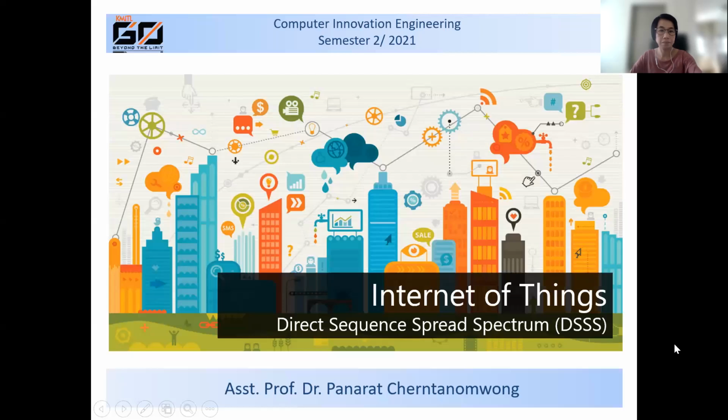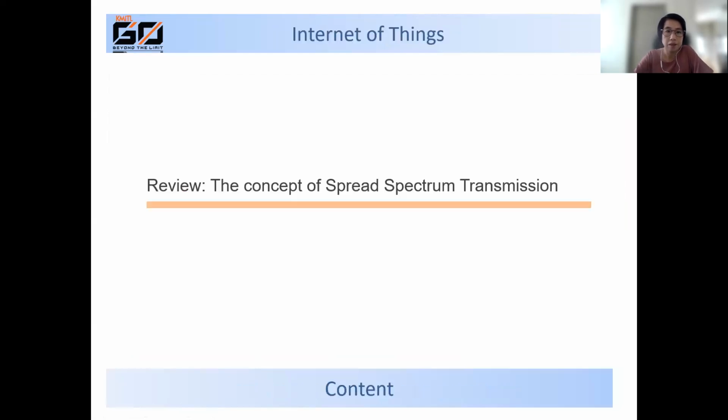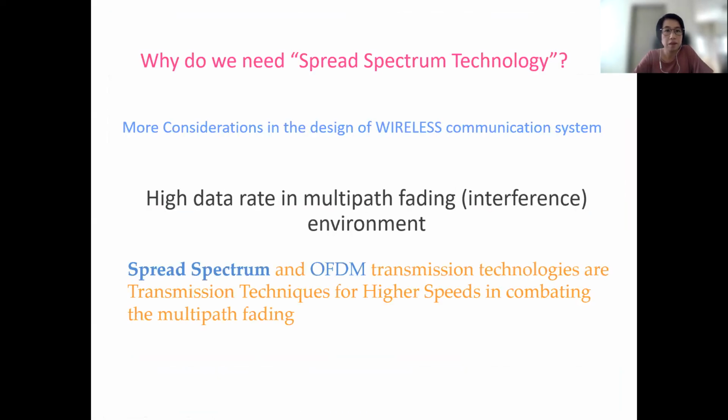Okay, as I mentioned, we will continue about the technique of transmission, which is the spread spectrum technique. Before we start to understand the concept of direct sequence, let's recap a little bit about the concept of spread spectrum. Why do we need the spread spectrum technology? Any of you still remember, right? Why do we need the spread spectrum?